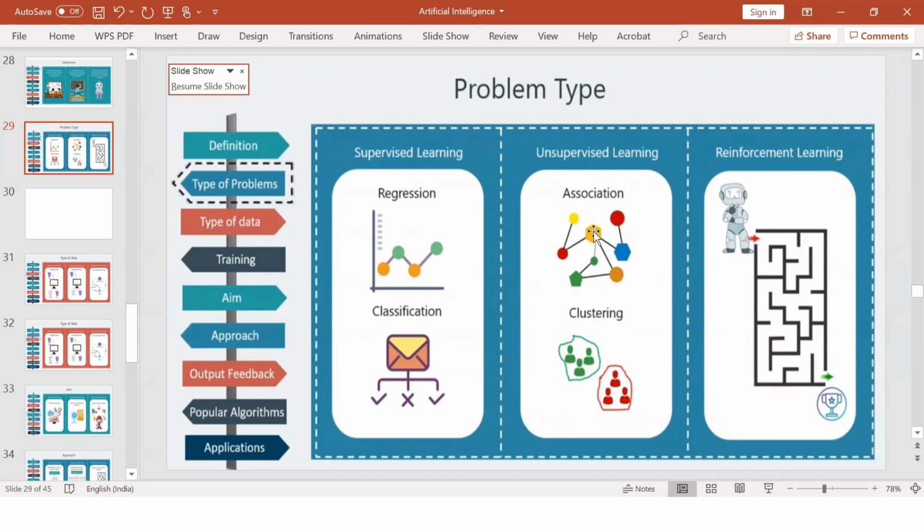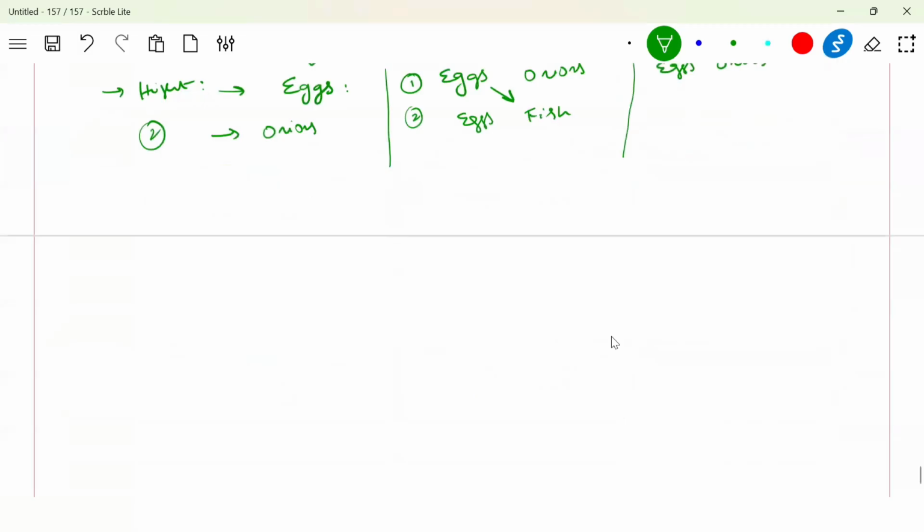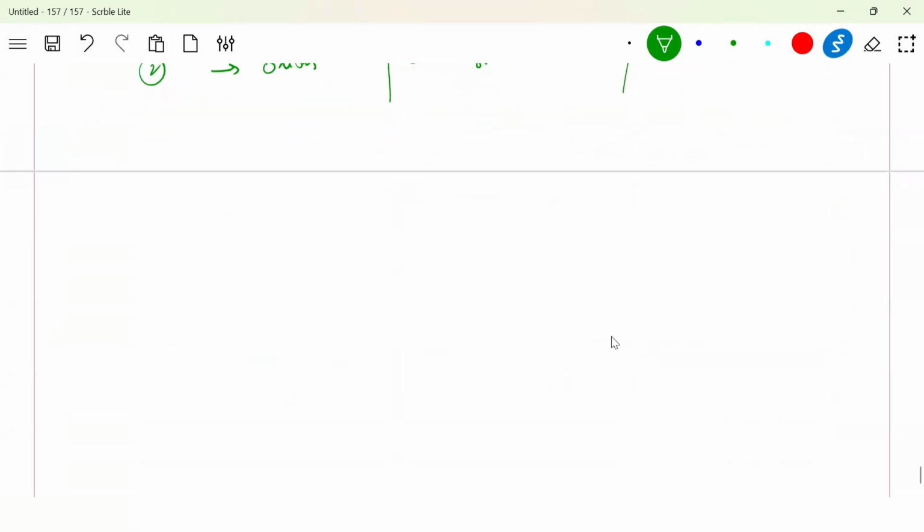Okay, so what types of problems do we deal with in unsupervised learning? First is association, and the second one is clustering. Association means finding the association between different items in a data set. Now let us see the example of clustering. So come here, guys. This clustering also comes under unsupervised learning. The second one, clustering.